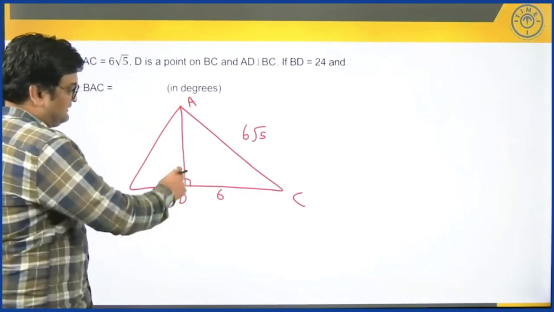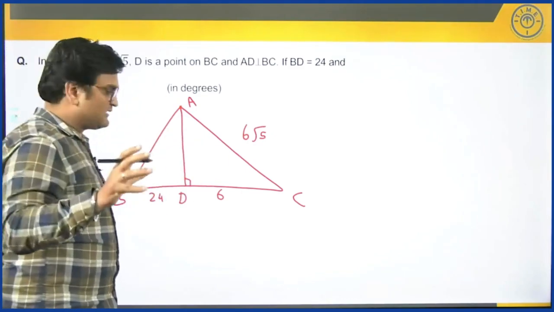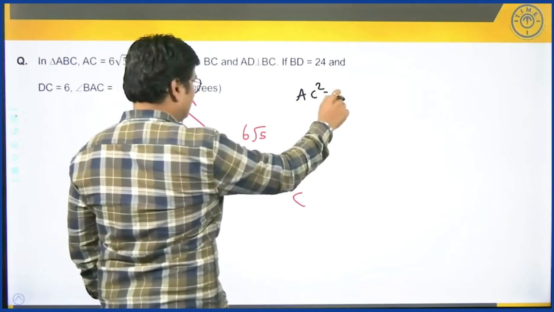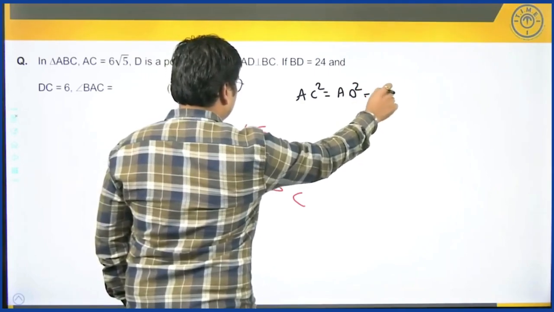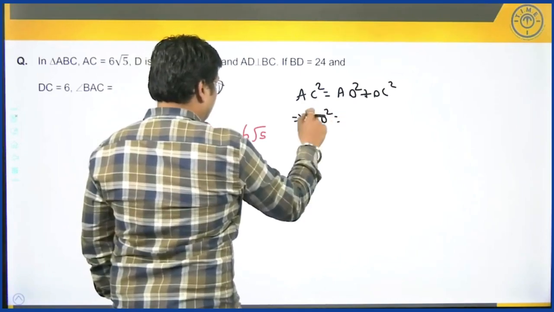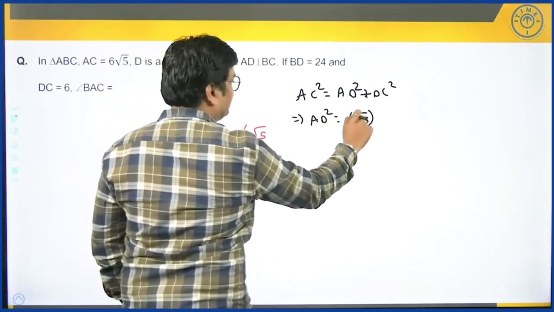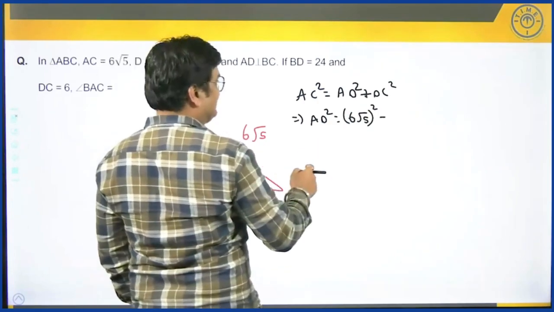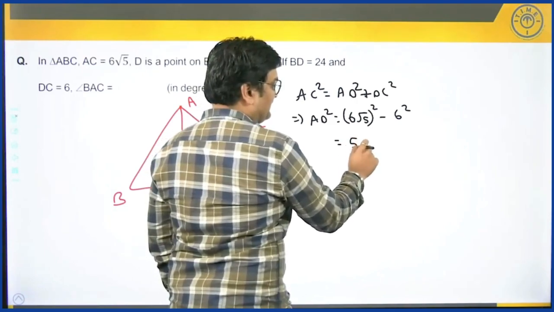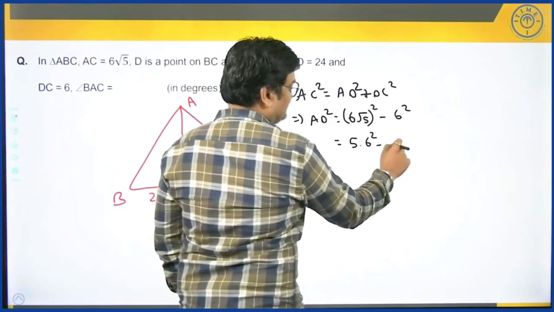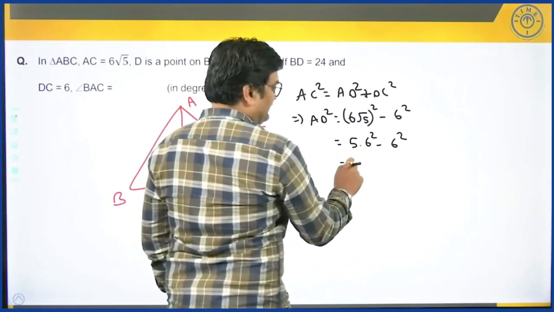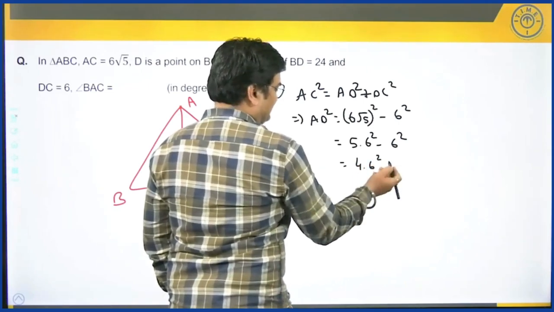Now notice triangle ADC is a right angle triangle. So we have a Pythagoras theorem here. When you apply Pythagoras theorem, we have AC square should be equal to AD square plus DC square. So that means AD square will be equal to AC square, which is 6 root 5 square, minus DC square, which is 6 square. When you simplify this, this is nothing but 5 into 6 square minus 6 square, which will make it 4 into 6 square, which can be calculated. Let's calculate this also.